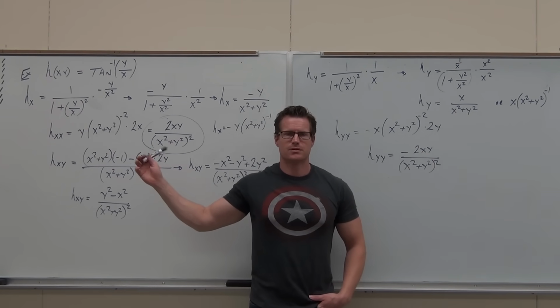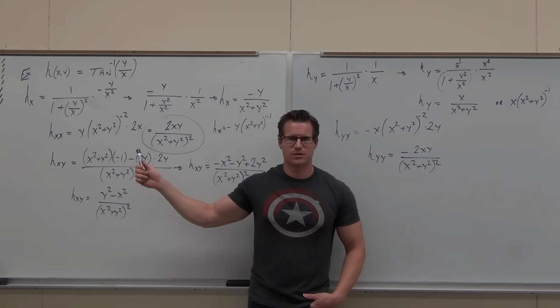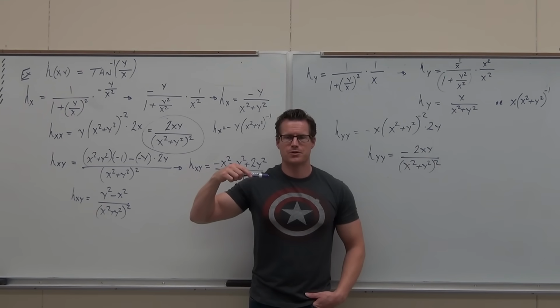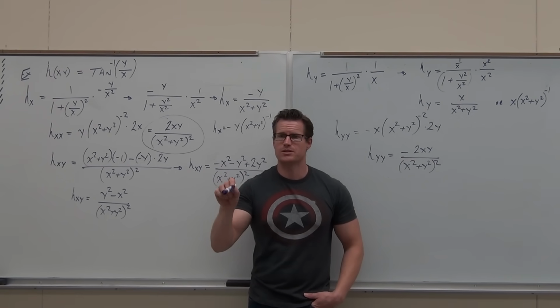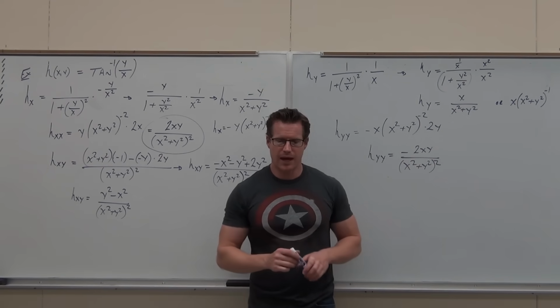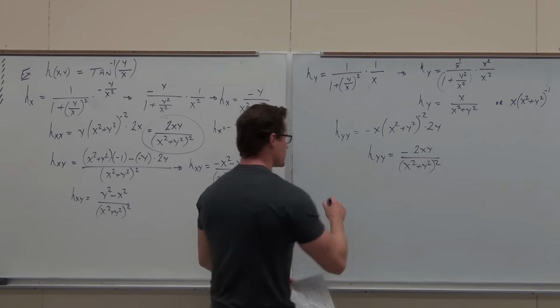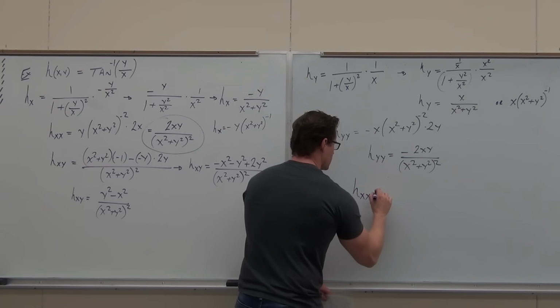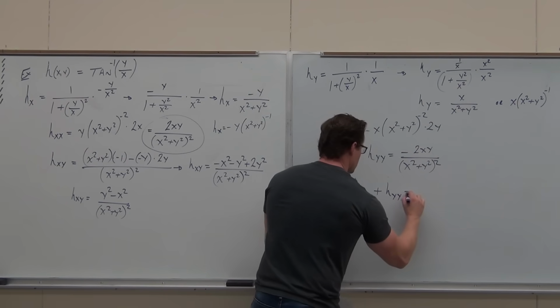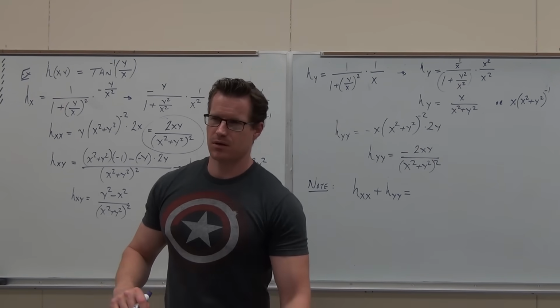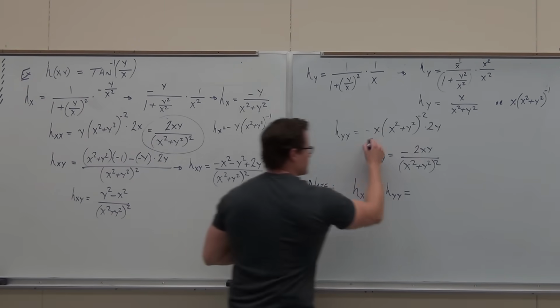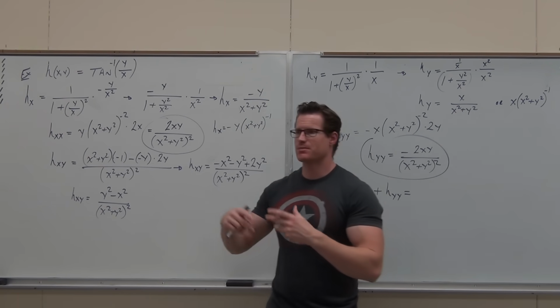I want you to look at the second derivative with respect to x and x, so h sub xx, and I want you to look at h sub yy. Do they look similar? What's the only difference? That doesn't happen all the time. That's very special. That's called a Laplace equation. Verify that this would be the case: if I added them together, what would I get?